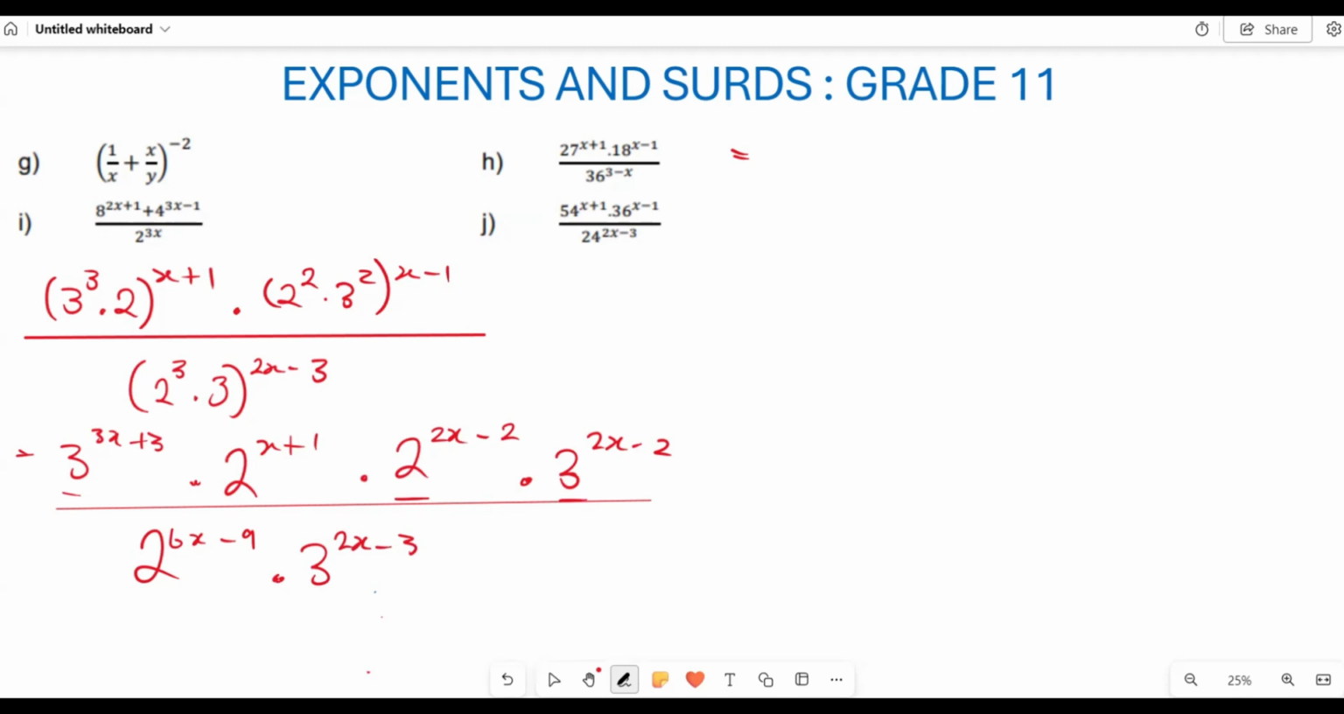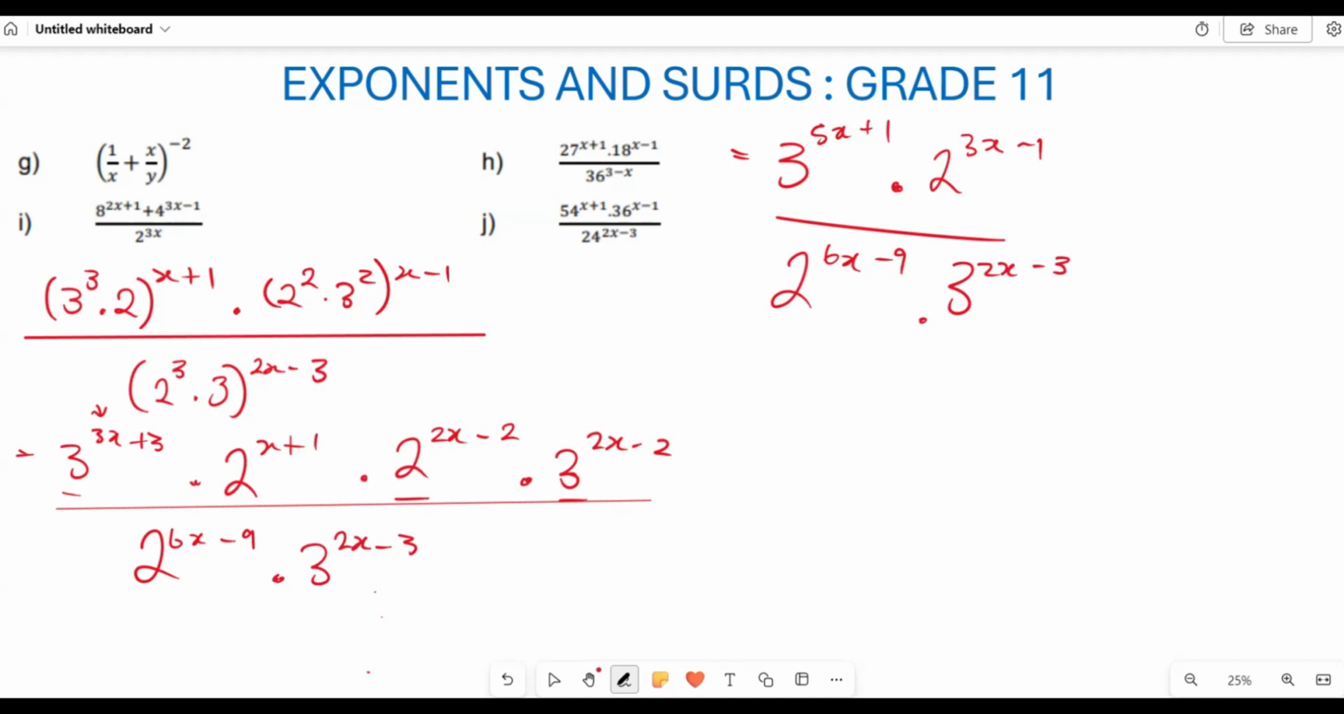So which means here, can you see that if I do my numerator here, when I say 3x here plus 2x, this is going to give me 5x. And then when I say 3 subtract 2, this is going to give me plus 1. Multiplied by, I do the same thing with 2. This is x plus 1. Now, when I say x plus 2x, this gives me what? This gives me 2 to the power of 3x. Now, when I say 1 minus 2, this I think gives me negative 1. Then I say this is divided by 2 to the power of 6x subtract 9 multiplied by 3 to the power of 2x, subtract what? Subtract 3.